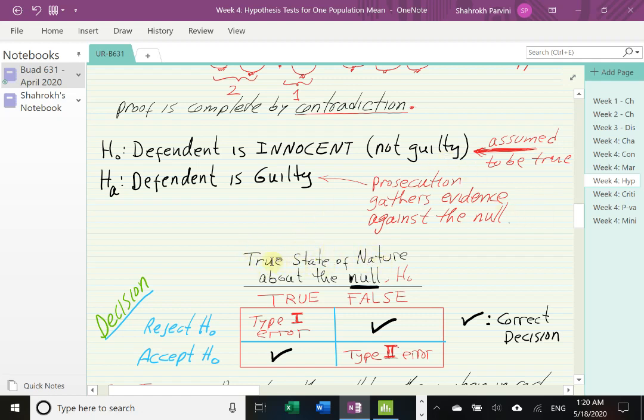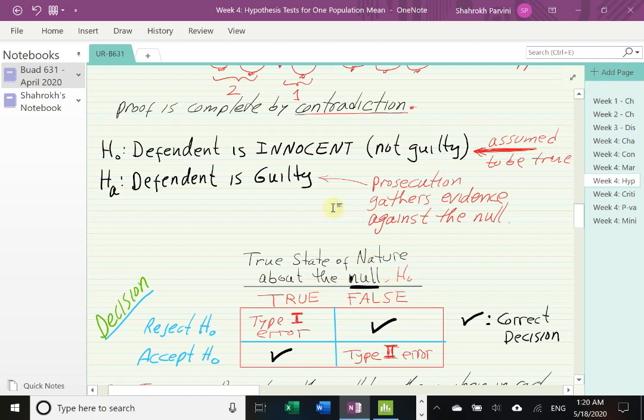the top line reads the true state of nature about the null. The null is true or false. Now, what do we mean by true state of nature? Let's say they handcuff me, they take me downtown, and I'm accused of a crime. The true state of nature means this: only I know whether I have committed a crime or not. True? You guys don't know that, but I know. So that's what we mean by true state of nature. It means things are truly the way they are. So the null is true or the null is false.